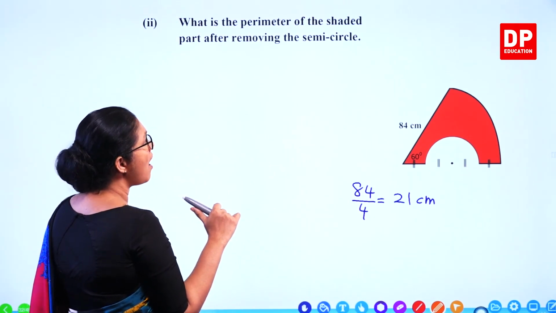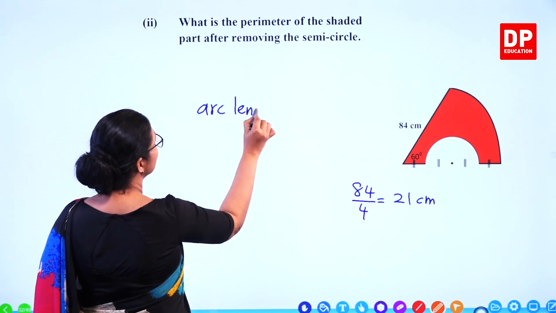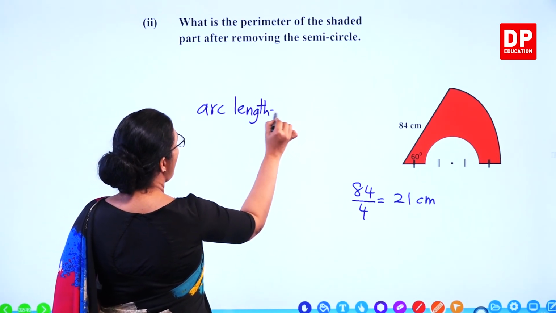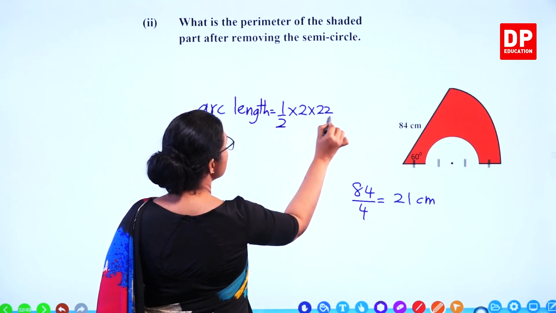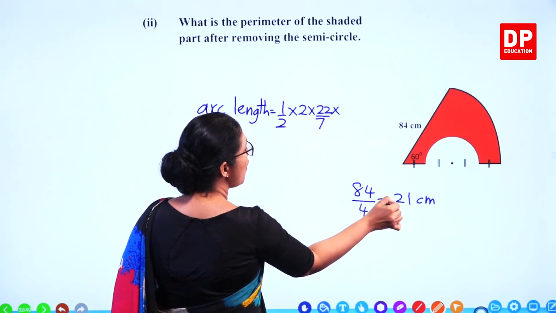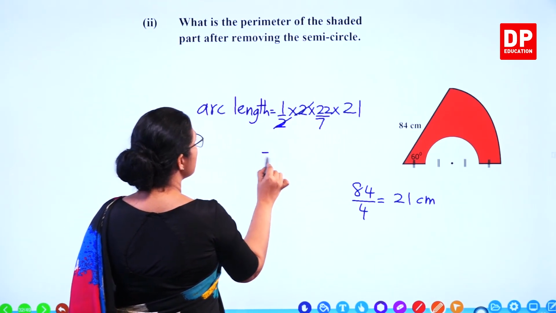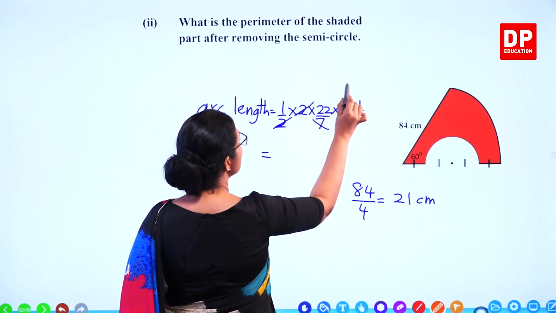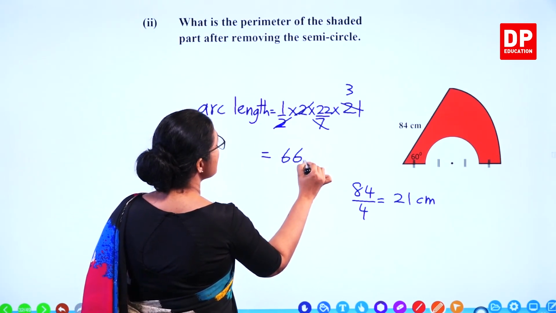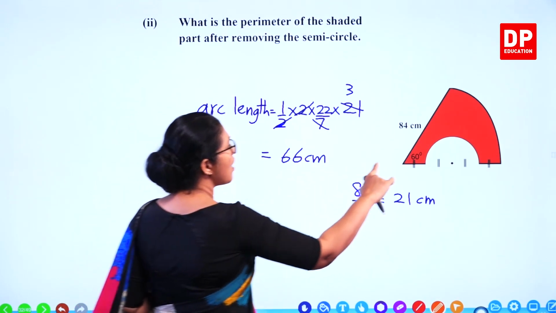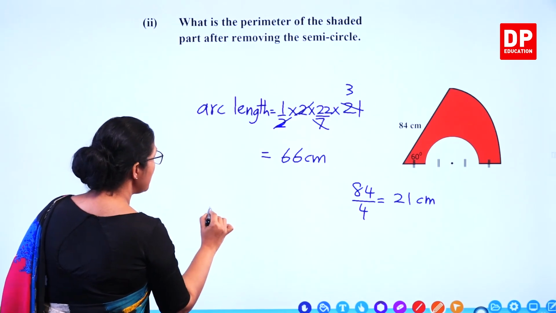So what's the arc length? Half into 2 pi r. Pi is 22 over 7. Now the radius we found, that's 21. 2 gets cancelled out and 7 times 3. 3 times 22, that's 66 centimeters is the arc length. Now we can find out the perimeter of the shaded part.